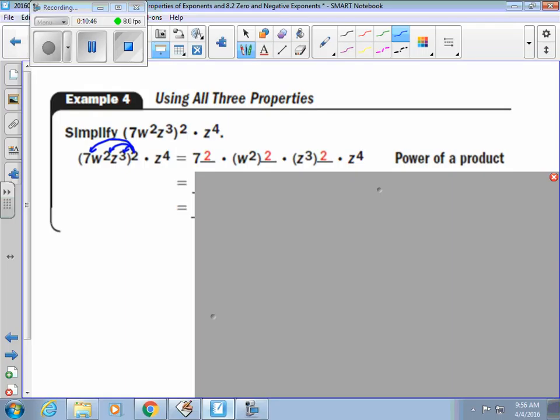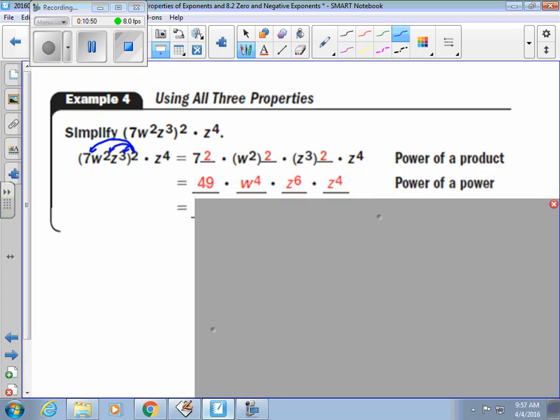W squared squared is w to the fourth. Z cubed squared is z to the sixth. And z to the fourth. So you got 49, w to the fourth, z to the sixth, z to the fourth.